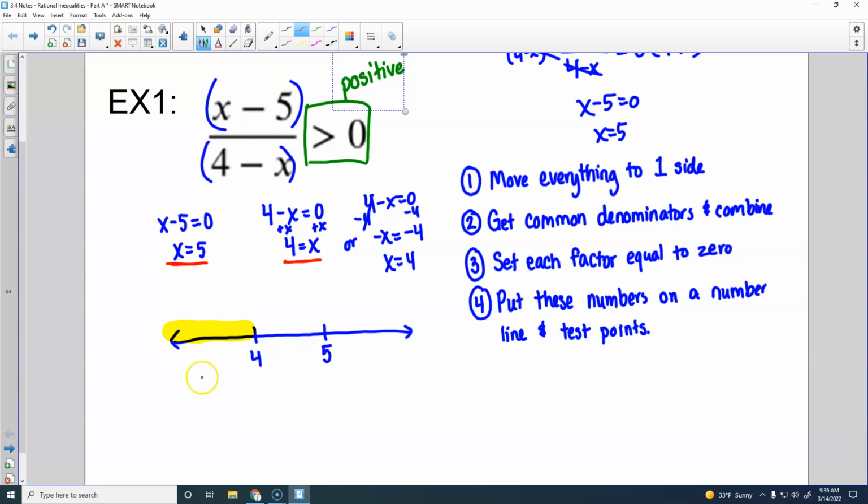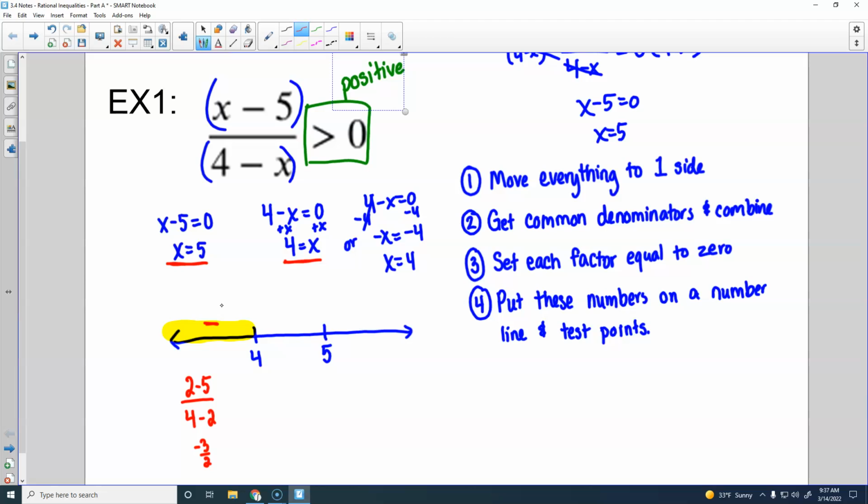2. So if we try 2, we're plugging it into that expression we had to begin with. So we do 2 minus 5 over 4 minus 2. And that would give us negative 3 over 2. All we really care about here is whether or not that number is positive or negative. And this one is going to be negative right there.